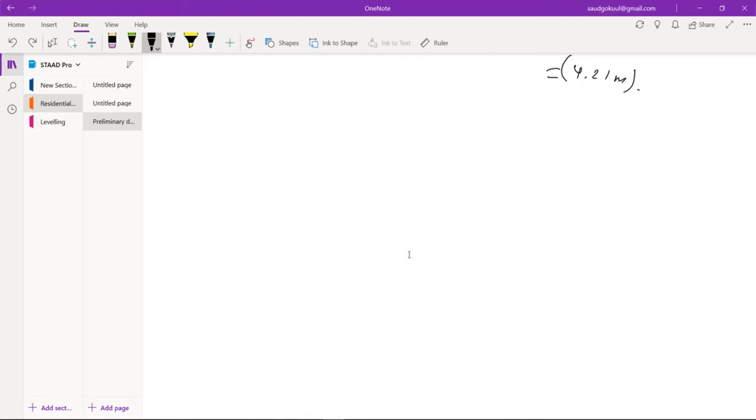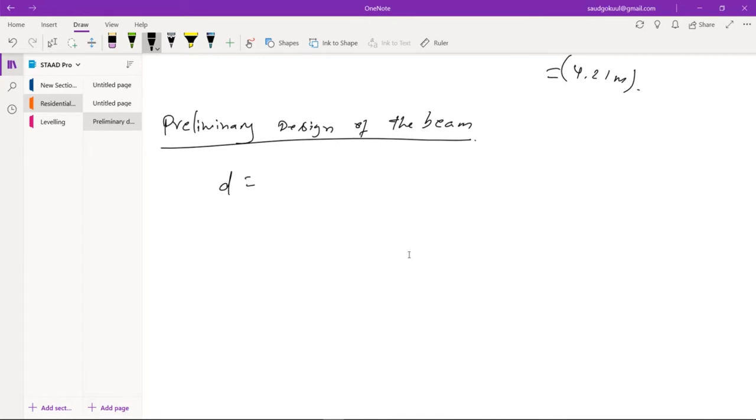Hello friends, in this video we will see the preliminary design of the beam. Similar to the slab, the effective depth D is the span of the beam, not the shorter span of the beam, divided by 12 to 15.